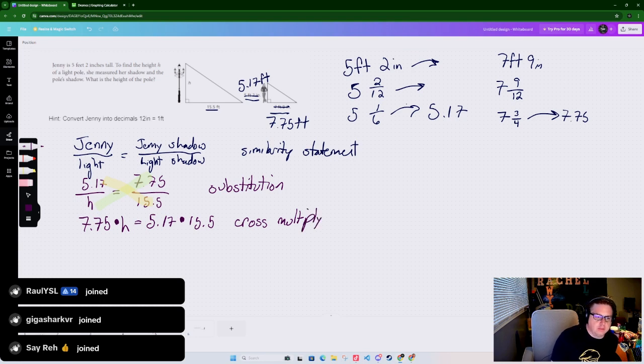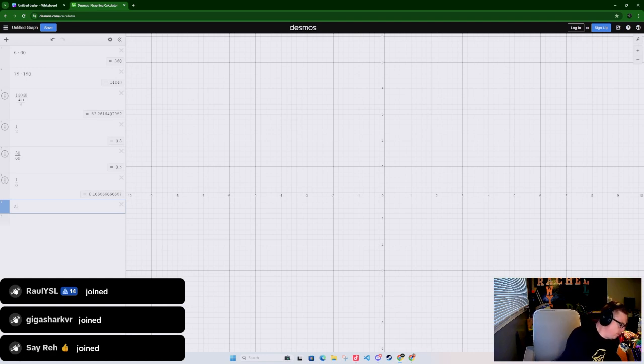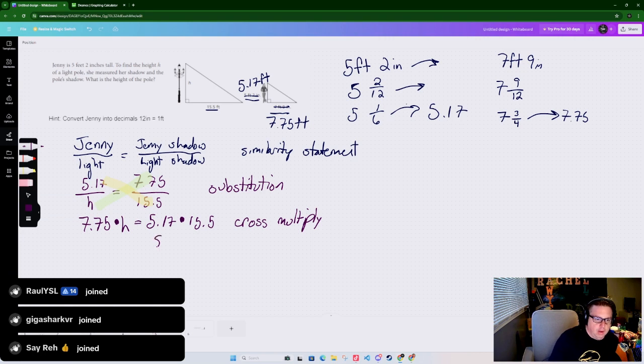And we're going to do that. So 5.17 times 15.5 is 80.135. Good gracious. All right, well, that's just 80.135. And we're going to have 7.75H.